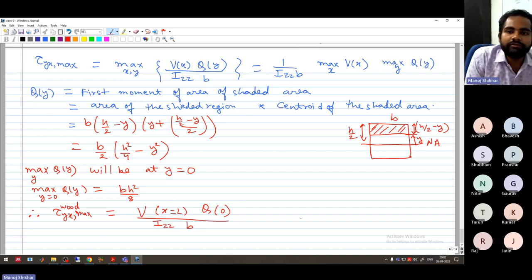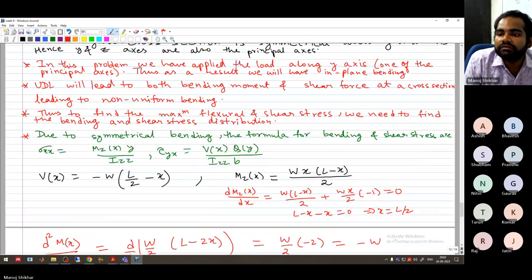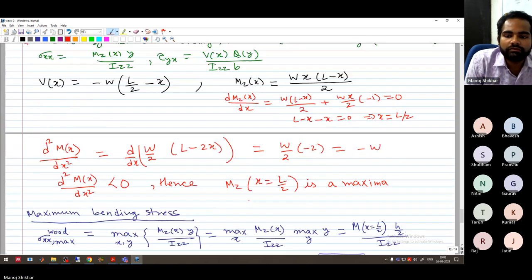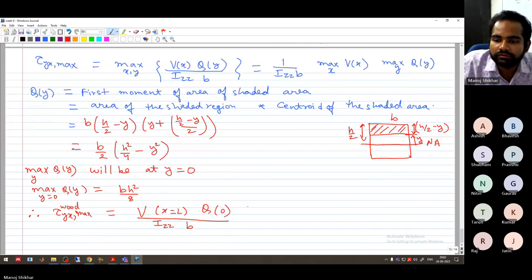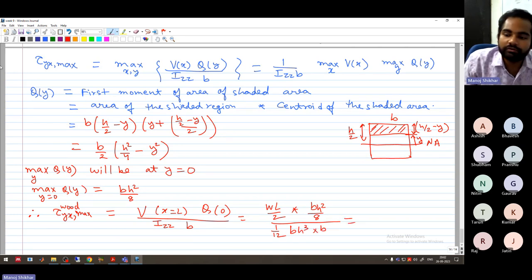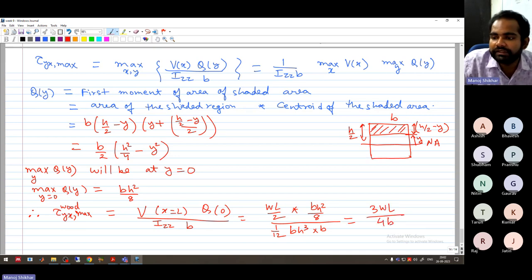Now why V at x equal to L? Because V was a monotonic function. So you can see V was a monotonic function. So at x equal to L, what will be V at x equal to L? It will be WL by 2. So this is WL by 2 into bh square upon 8 divided by 1 by 12 bh cube into b. So this comes out to be 3WL upon 4bh.